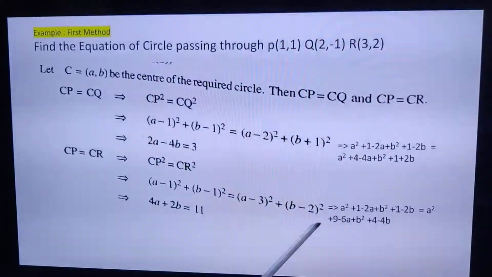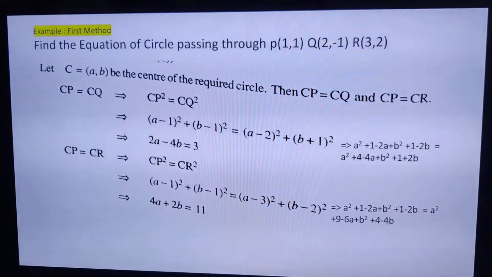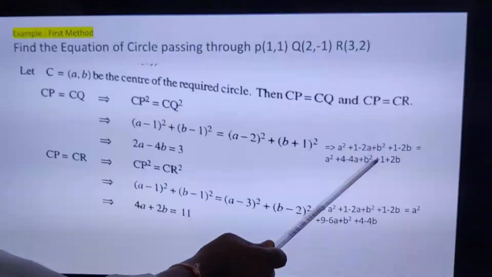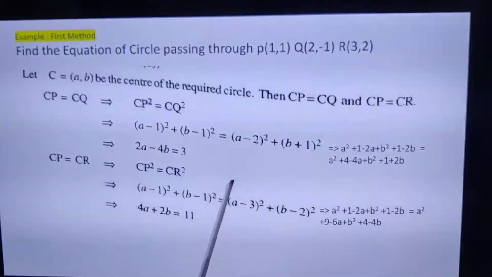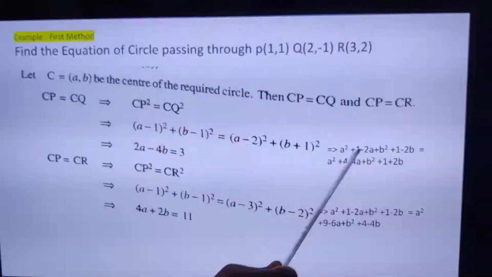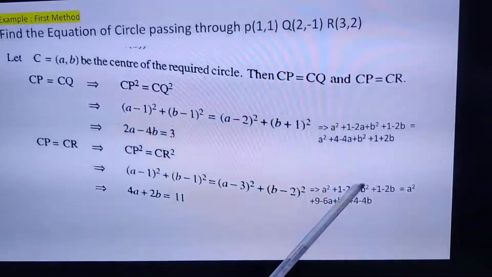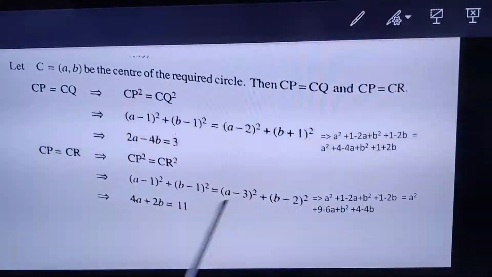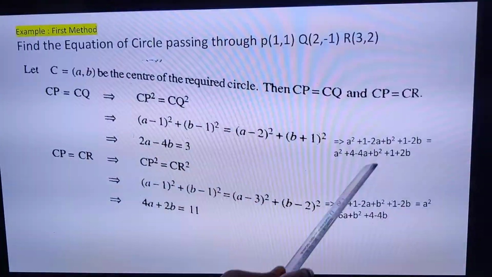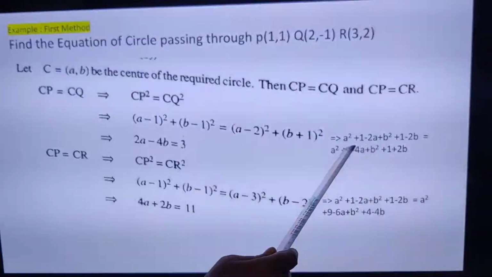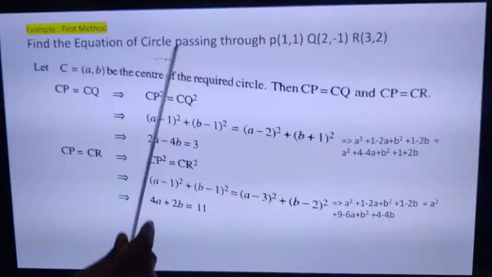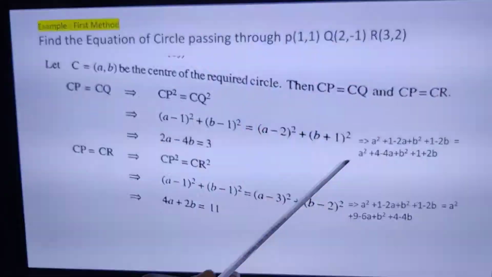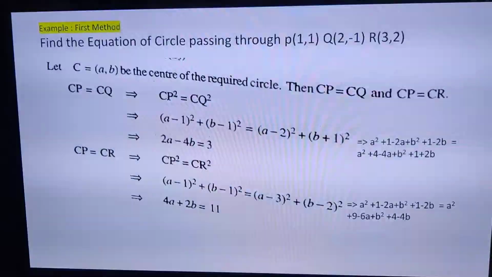By cancelling the terms on both sides, a square and b square, and taking the a terms and b terms to one side: minus 2a minus 4a becomes, right-hand side to left-hand side, plus 4a. 4a minus 2a becomes 2a. Similarly, minus 2b plus 2b becomes minus 2b. Minus 2b minus 2b becomes minus 4b. And here 1 and 1 cancel, and 4 minus 1 is equal to 3. We get one equation. Similarly, we can get another equation by taking CP equal to CR.